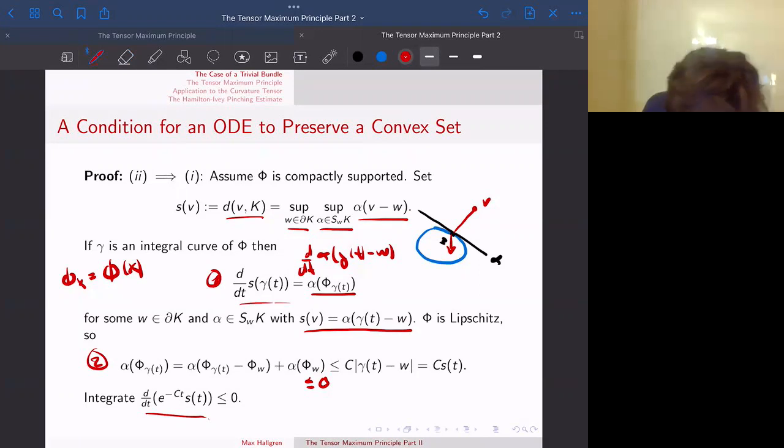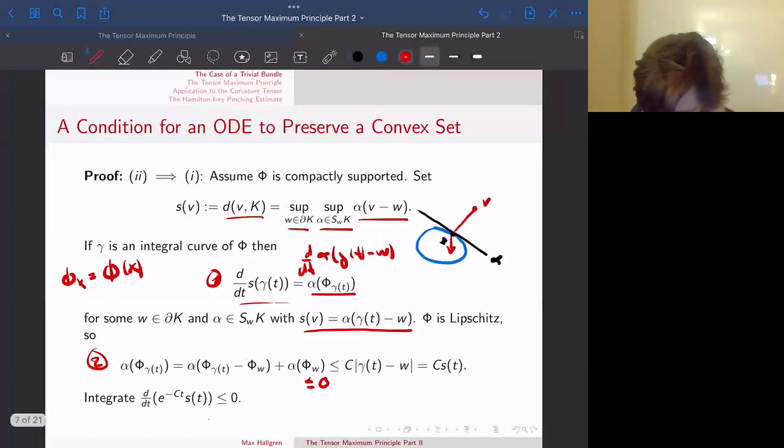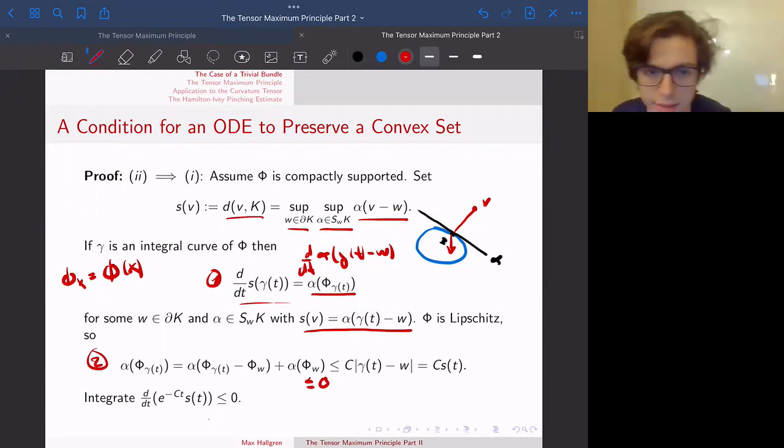And so we get that S of t is less than or equal to 0 for all positive time, which means that our integral curve stays in our convex set. Okay, and so our proof of the tensor maximum principle is going to be quite similar actually to this proof.